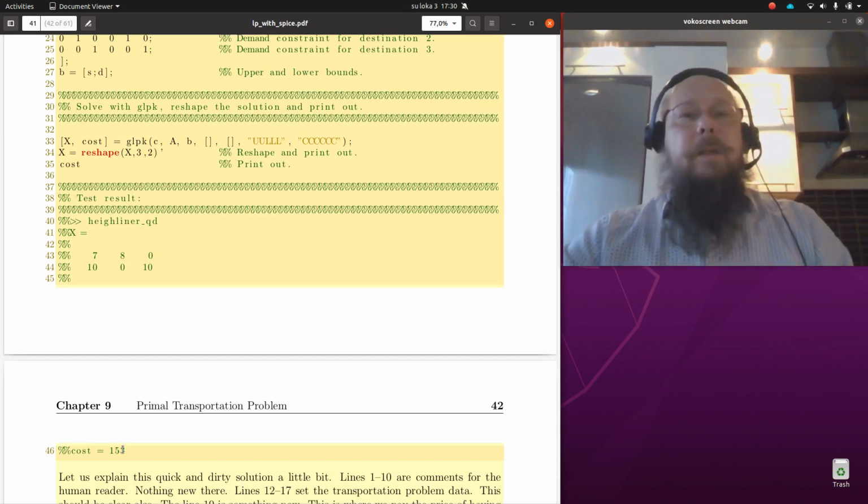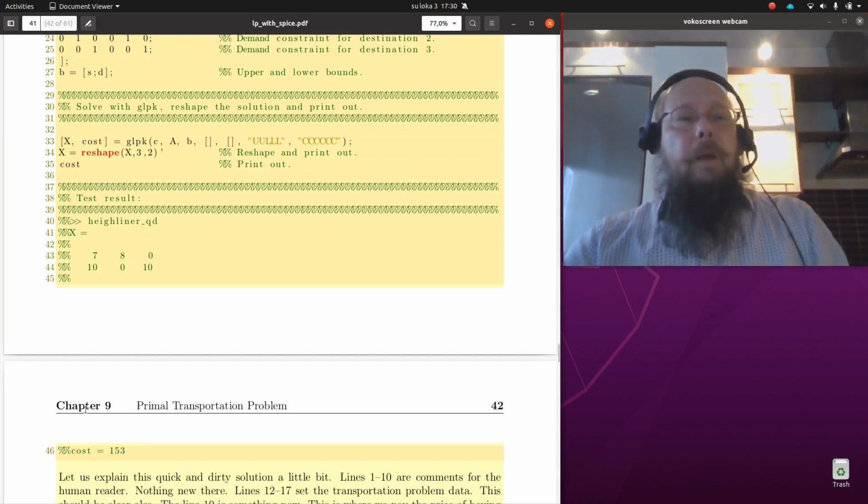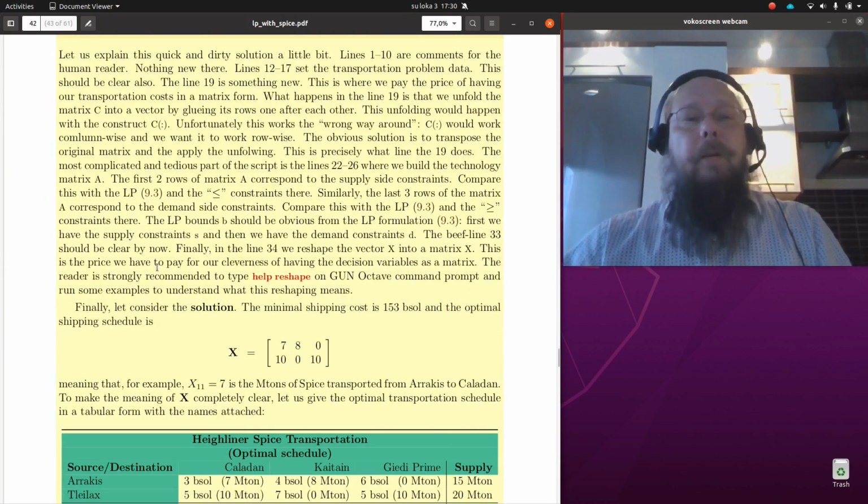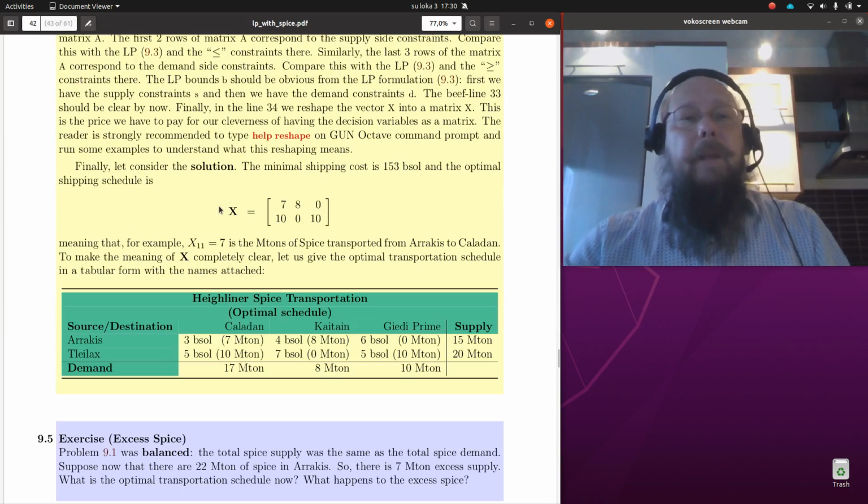Okay, what does this mean? Well, it means that from source 1 to destination 1, 7 megatons will be transported. From source 1 to destination 2, 8. From source 1 to destination 3, 0, and so on. So these numbers here, they are repeated here in this X, it will be like this.